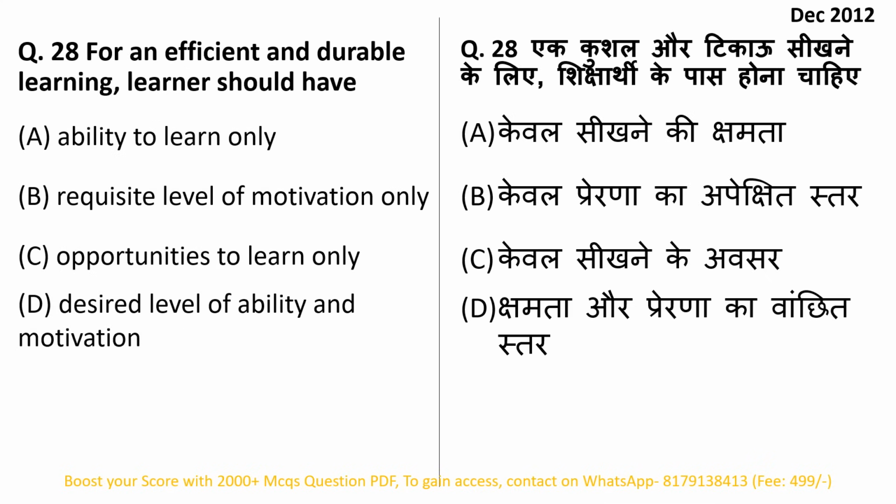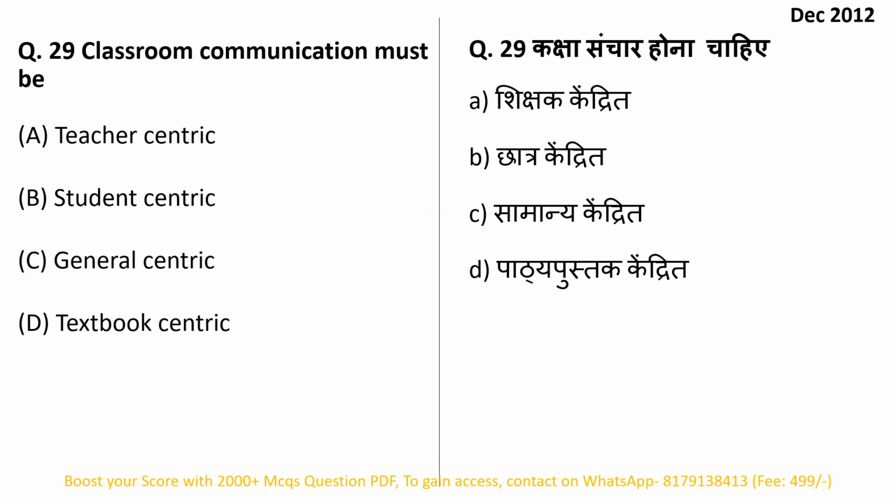For an effective and durable learning, the learner should have what? So, what makes learning effective and durable? What should the learner do? Ability to learn only, requisite level of motivation only, opportunities to learn only, or desired level of ability and motivation. The right answer is option D. The learner should have the required ability, meaning he should have the required talent and motivation as well. The student should be motivated, he should have a willingness to learn.